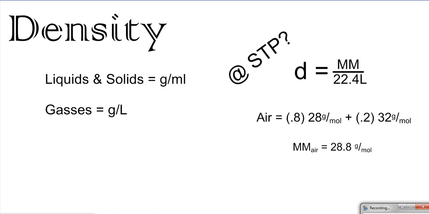Which means at standard temperature and pressure, if we take 28.8 and divide by 22.4, it comes out to be 1.3. So gases whose molar masses are greater than 29 will sink at standard temperature and pressure, and gases whose molar mass are less than 29 will float.